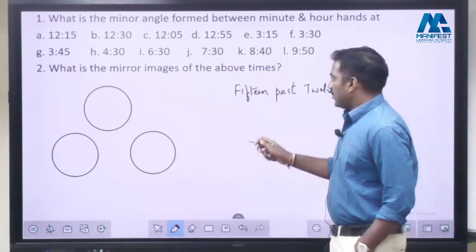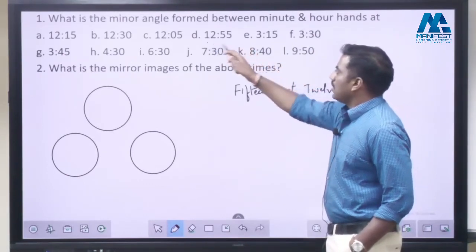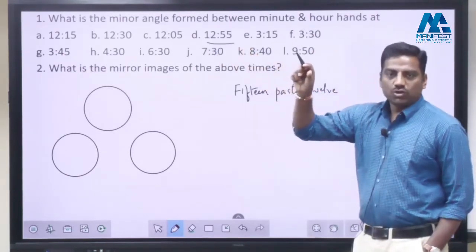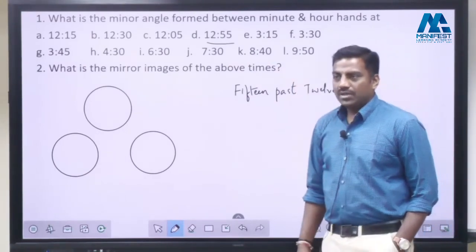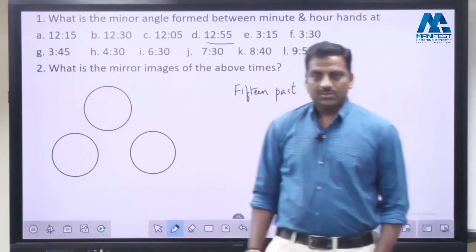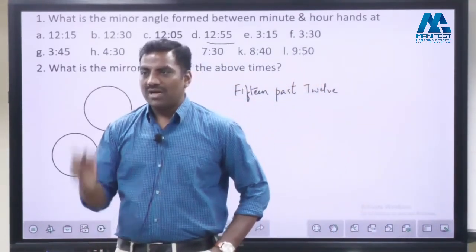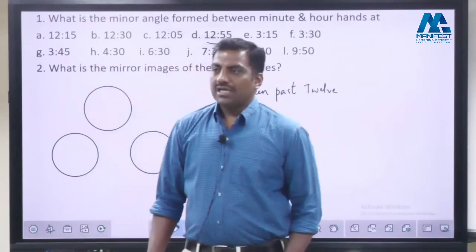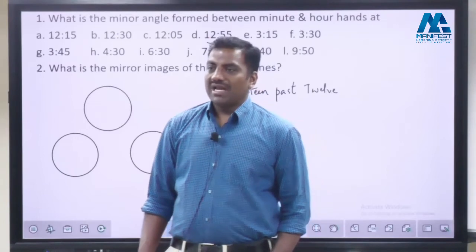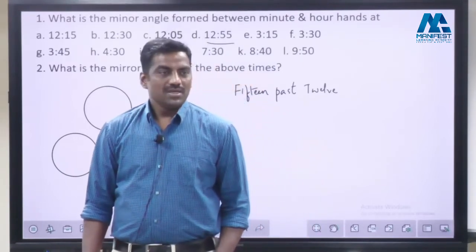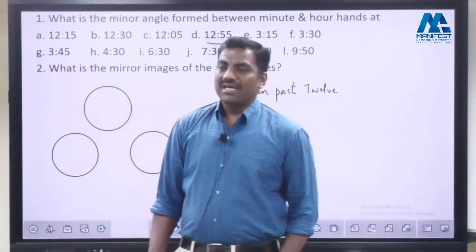Or let's say you take this one, 55 minutes, 12 o'clock. Yes or no? Now tell me, there are two standard times, in the sense with respect to the hour and minute, which appear the same even in the mirror angle. Even in the mirror image, it will appear the same.